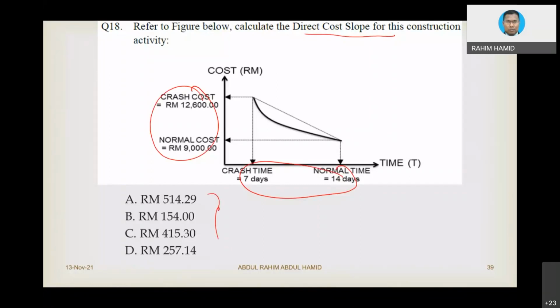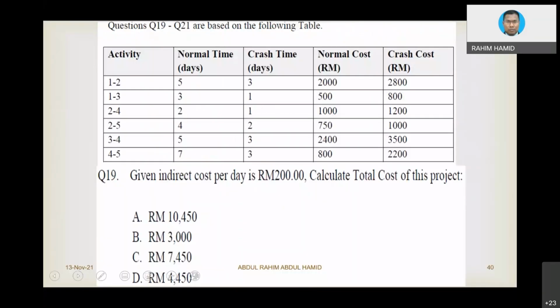In this example, for instance, normal time is given, crash time is given, normal cost is given, and the indirect cost is given. Calculate the total cost of the project. How are you going to calculate it? First, you already know the normal cost. That is what we call direct cost. But with the indirect cost, you cannot simply multiply with whatever value here.